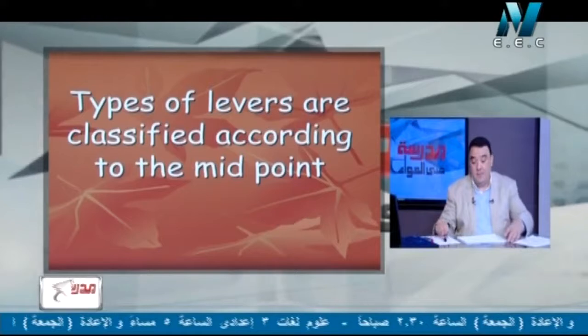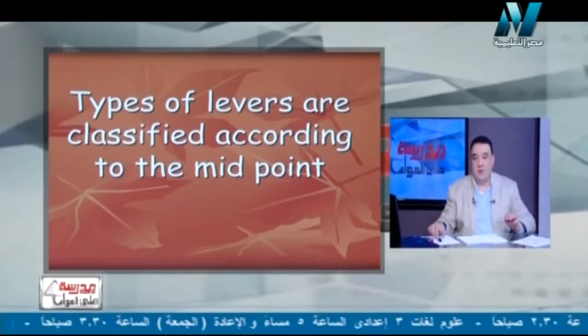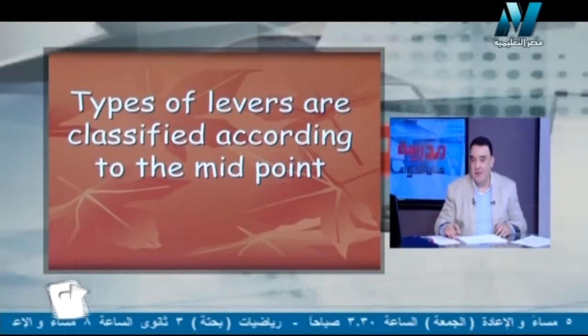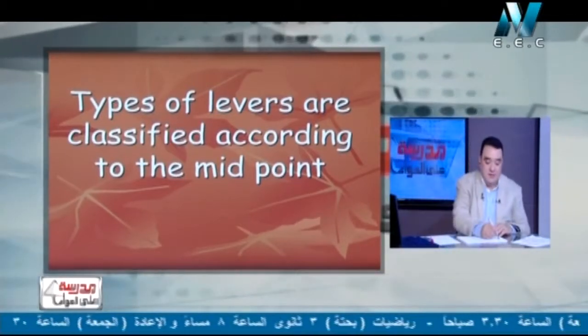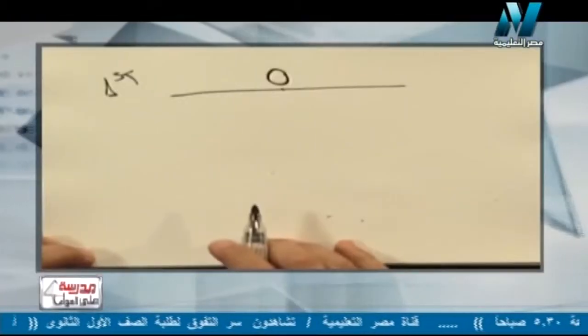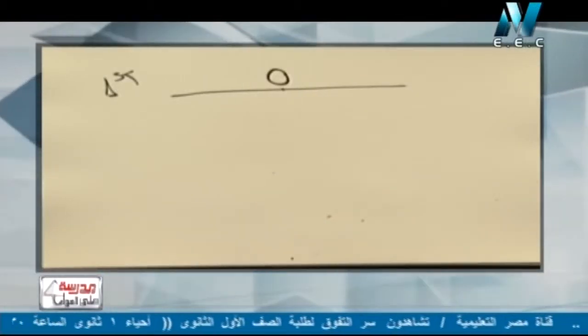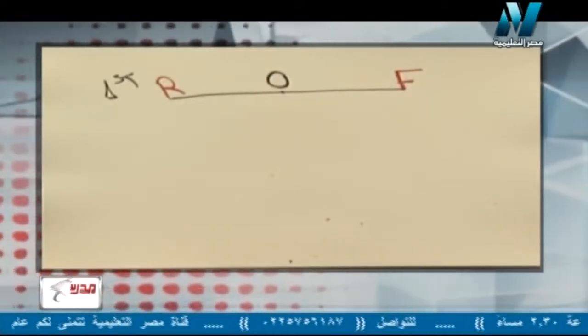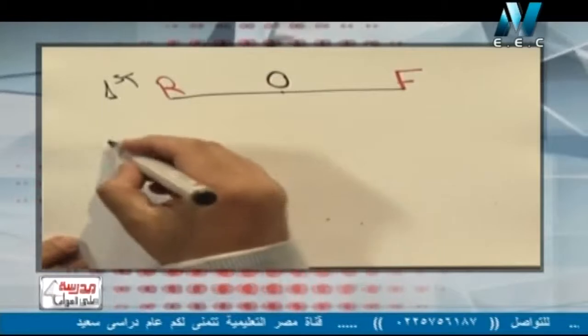So let me draw a sample drawing for those 3 types of lever. This sample drawing can help us to determine the type of lever. First class lever, as we said before, has what? Has O in the middle, between R and F. It has the fulcrum, so we must pay a lot of attention to the symbol O between R and F, or between resistance and effort force.